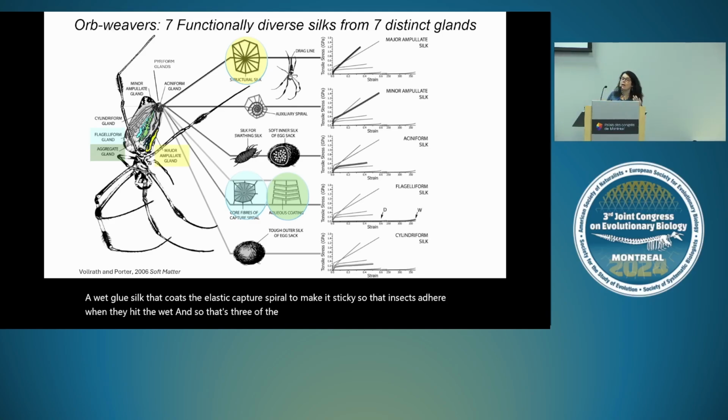And these are stress-strain curves for some of those silks to show how they are different in their mechanical properties, so how much strength, extensibility, and toughness each one exhibits. And they need to have these different properties so they can perform their various functions.